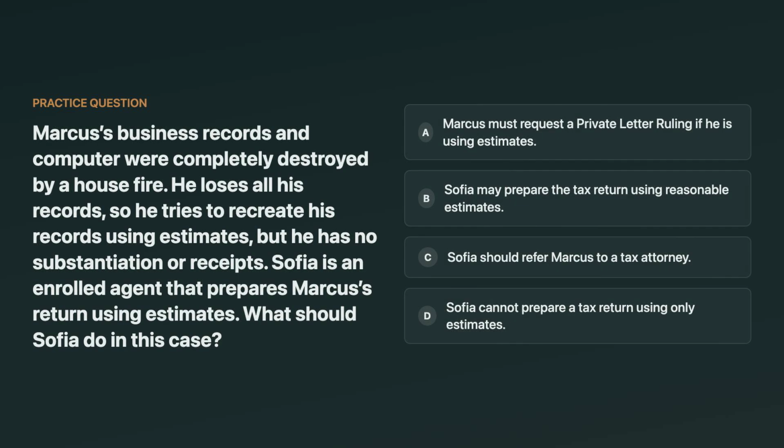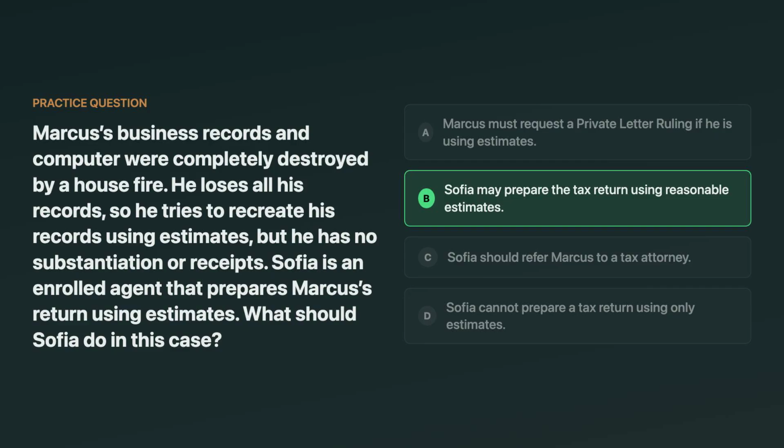Marcus's business records and computer were completely destroyed by a house fire. He tries to recreate his records using estimates, but he has no substantiation or receipts. Sophia is an enrolled agent who prepares Marcus's return using estimates. What should Sophia do? Options include requiring a private letter ruling, preparing with reasonable estimates, referring to an attorney, or refusing to prepare using only estimates. Think about it.